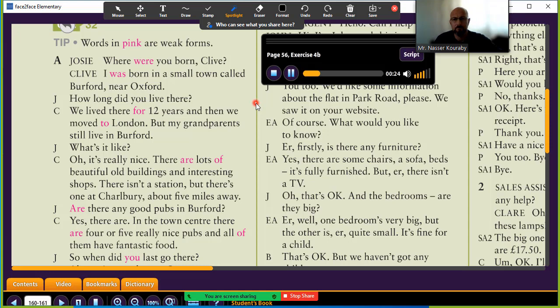Are there any good pubs in Burford? Yes, there are. In the town centre, there are 4 or 5 really nice pubs, and all of them have fantastic food. So when did you last go there? About 6 months ago. I was at my grandparents' house for New Year. Oh, nice.